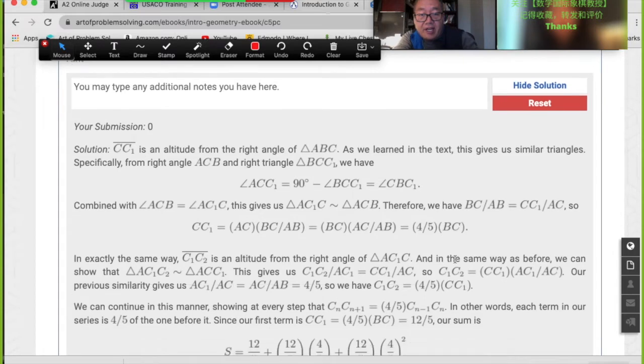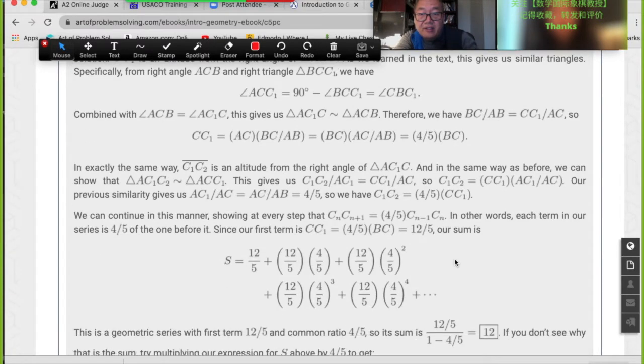Yeah, first they calculate C1. That's 12 over 5. Then we got C1, C2, that's 48 over 25. So you write this one as 12 over 5 times 4 over 5. Then you find the next one, that's 12 over 5 times 4 over 5 squared. Yeah, we already did it here. We got this too. So you need to do another one and find this pattern.